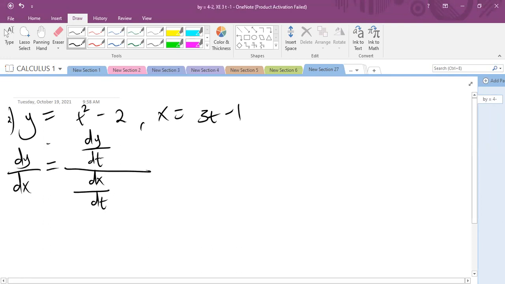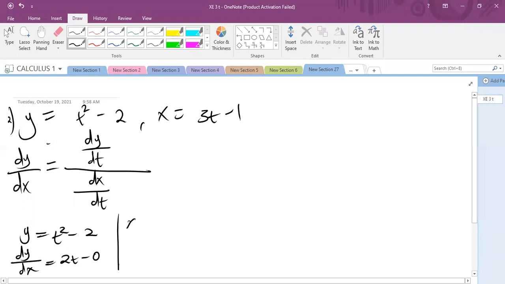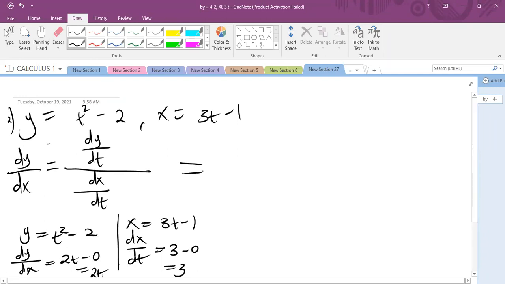So what is dy dt, guys? If y is equal to t squared minus 2, dy dt will be equal to 2t minus 0. If x is equal to 3t minus 1, what is dx dt? Differentiating this, we will get 3 minus 0. So this is 2t and this is 3. Putting that into the formula, what do we have? dy dt is 2t, all this divided by dx dt, which is 3. This is 2t over 3. Let's take up another example, the last example.